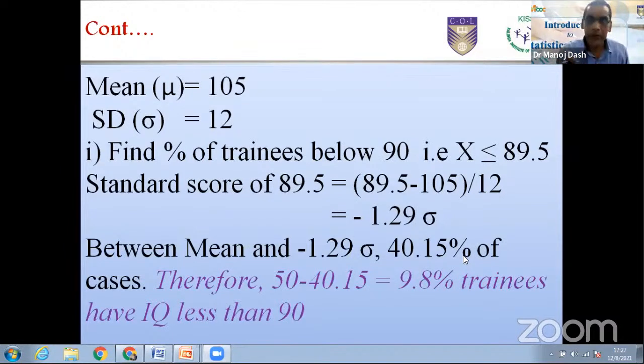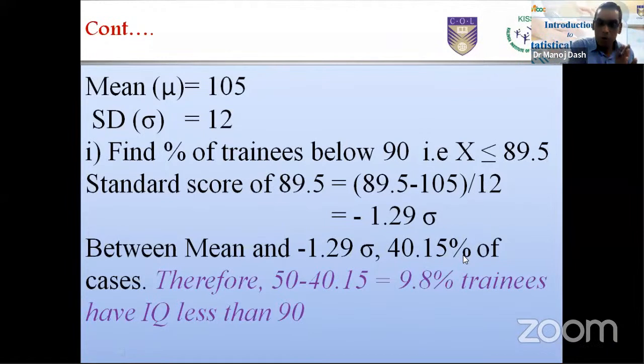The whole normal probability curve covers 99.73%. Out of the total 100%, 50% is more than the mean and 50% is less than the mean. From the 50% less than the mean, we are getting 40.15. So 50 minus 40.15, how much is it coming? 9.8%. So now we can say that 9.8% of the trainees have IQ less than 90.